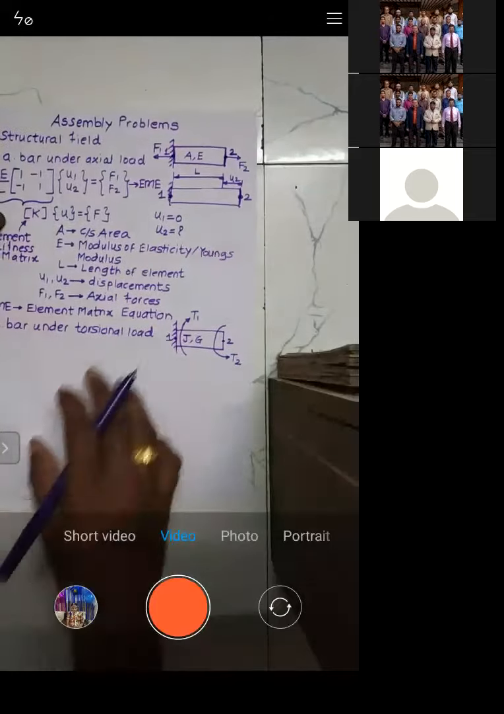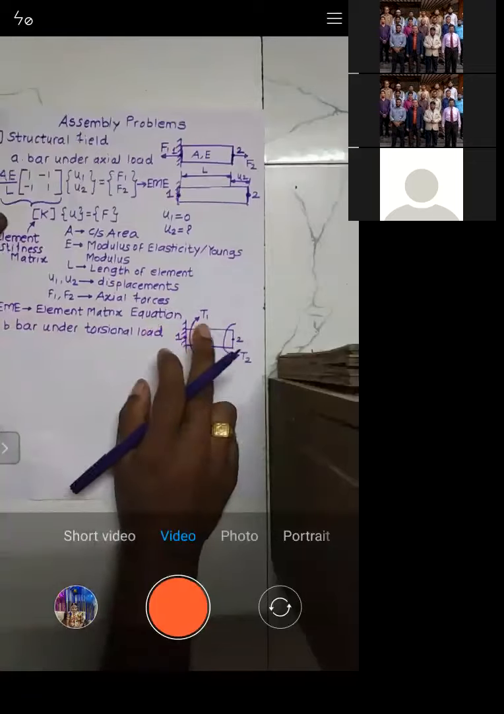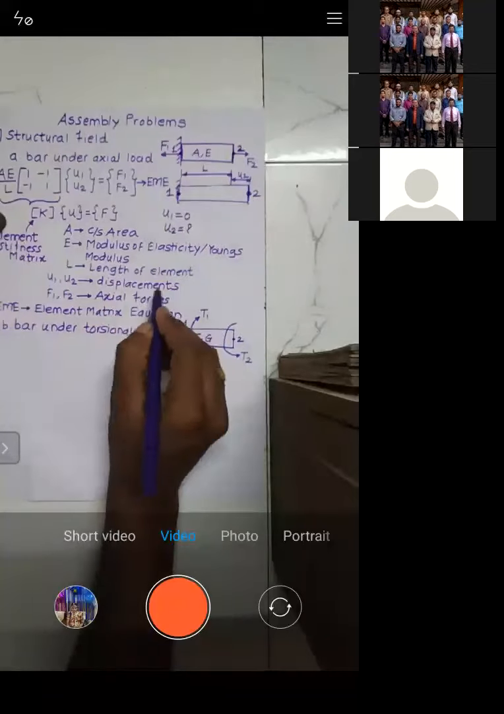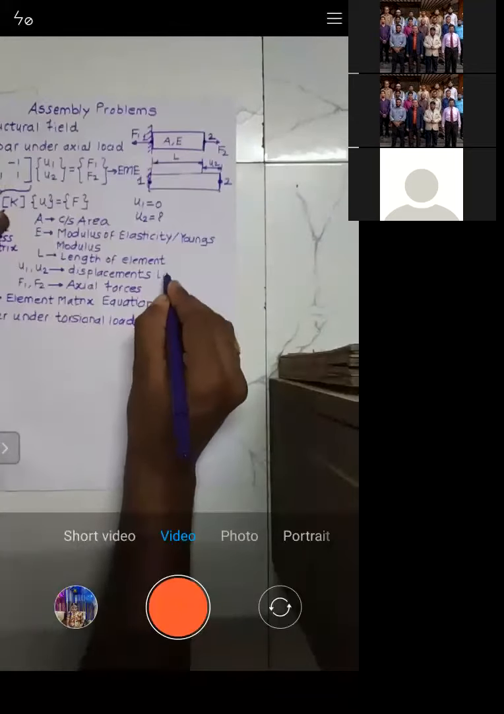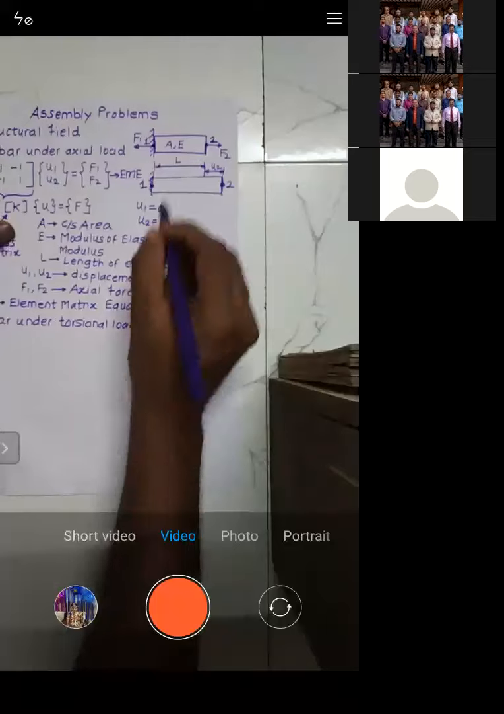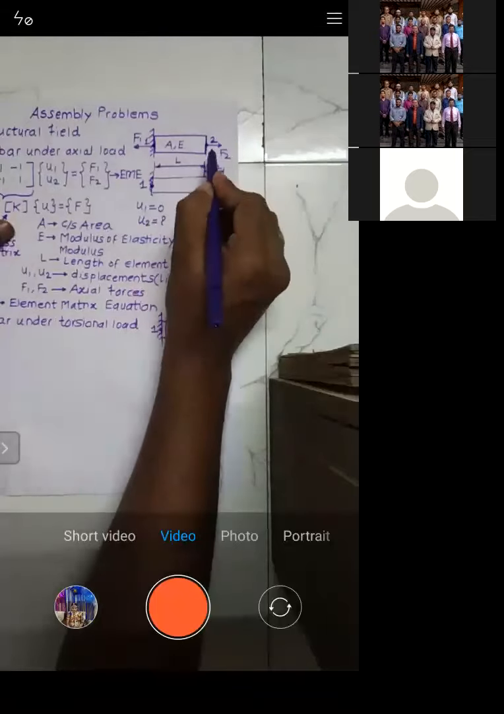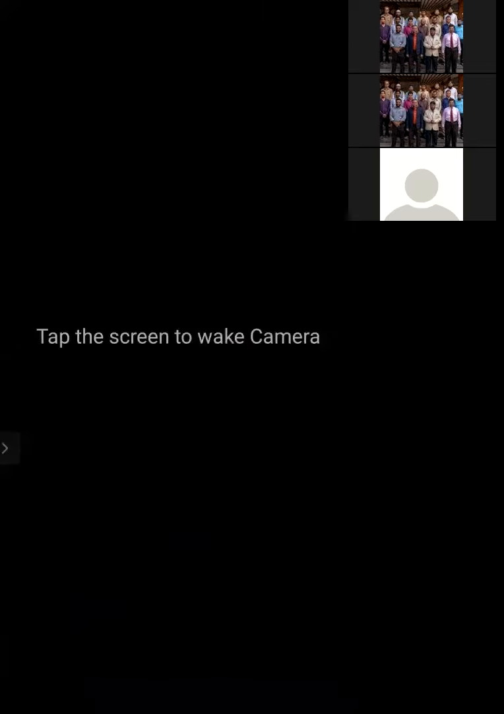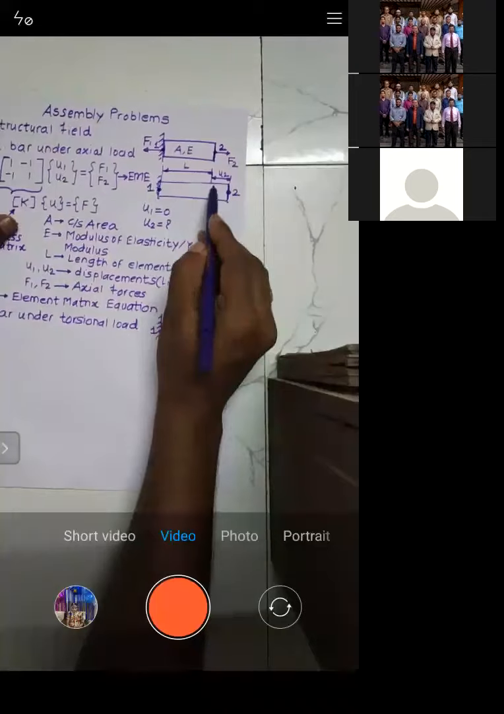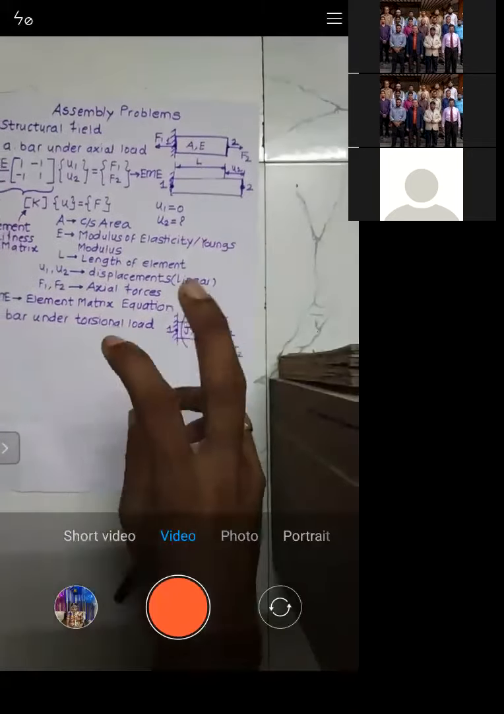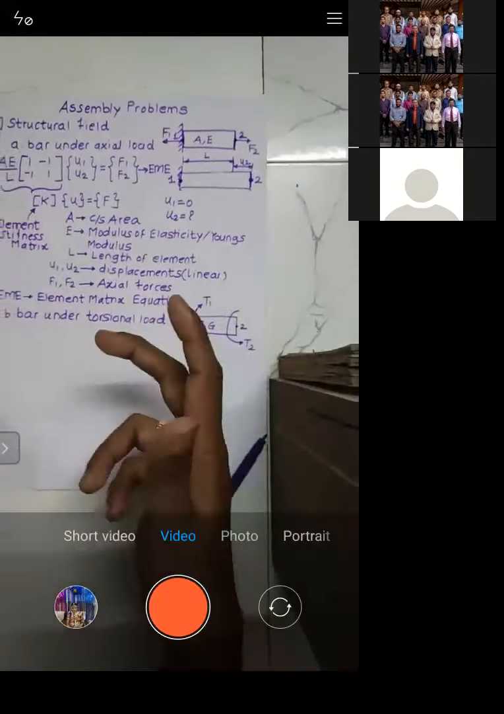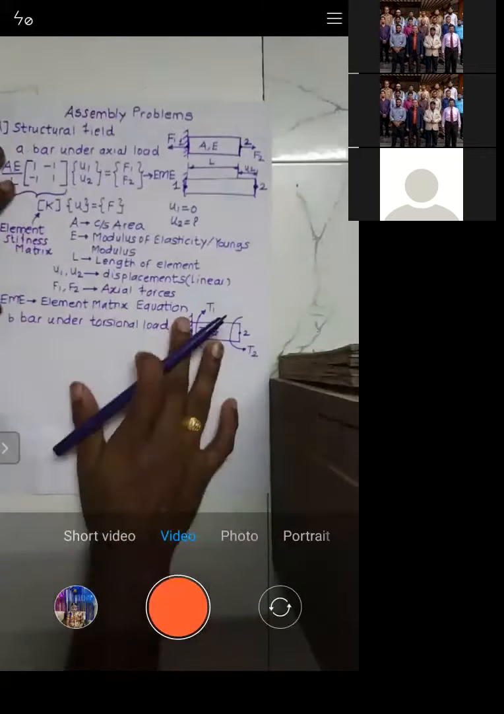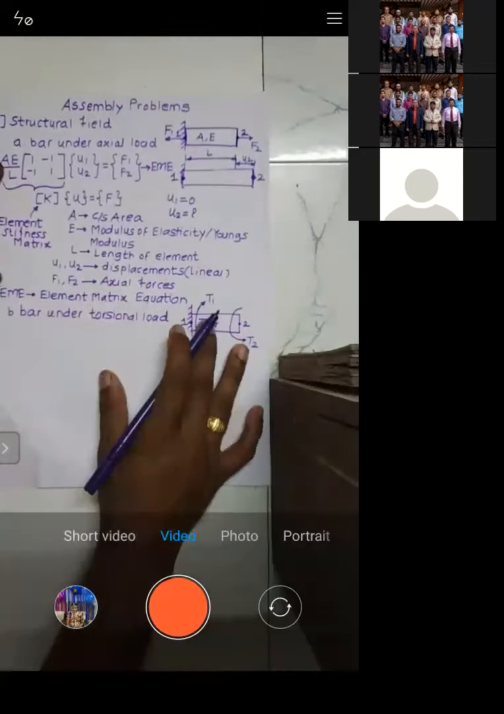Now see, due to this T1 and T2, when you apply axial force, the displacement you get is linear. Try to understand. When you apply F2 along its axis, the deformation will also be along the axis. But when you apply torque, the deformation, or displacement, will be angular. So in that case, what will be the EME?